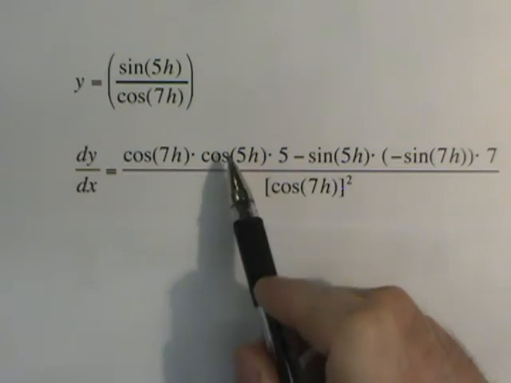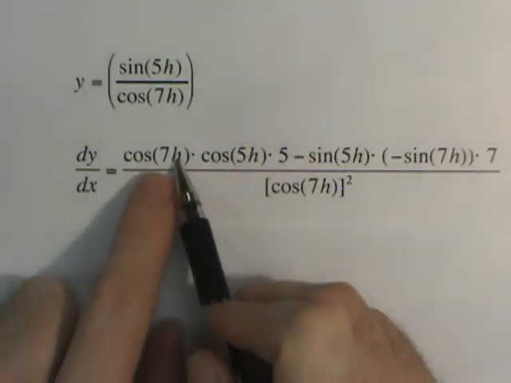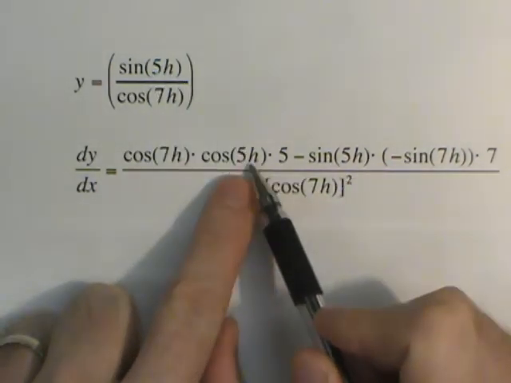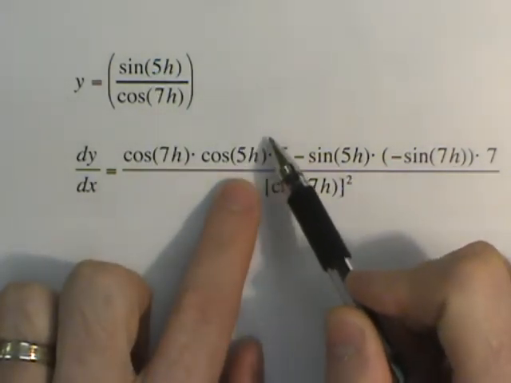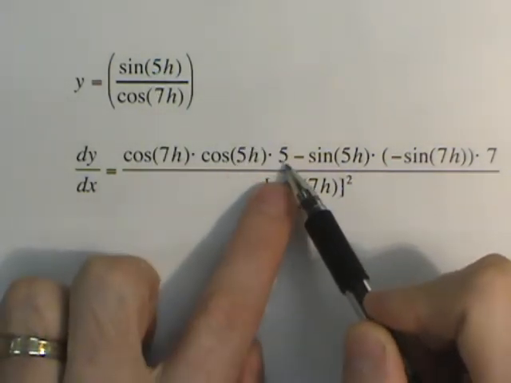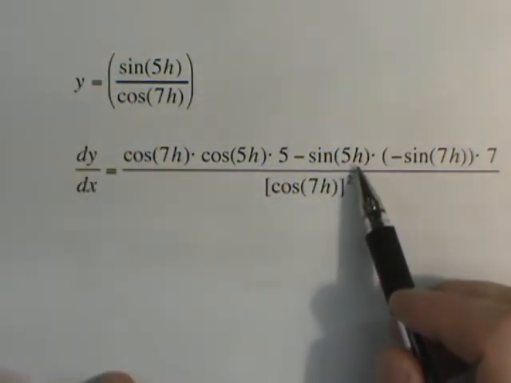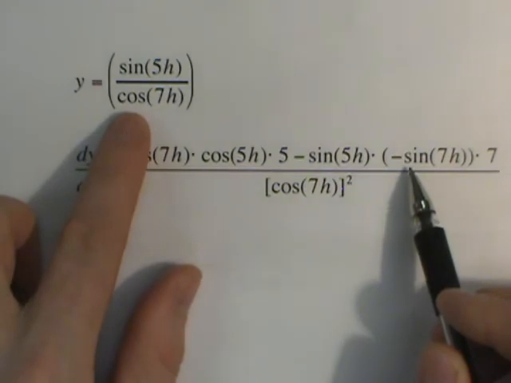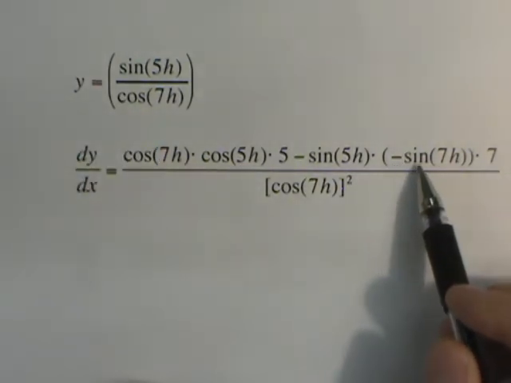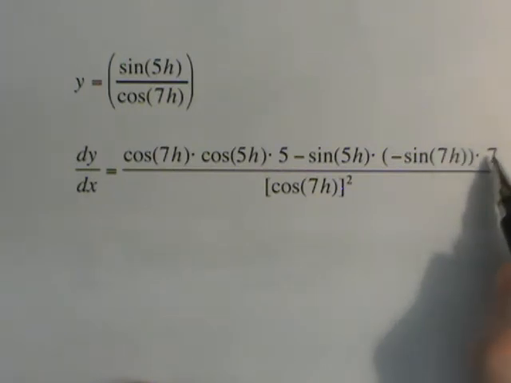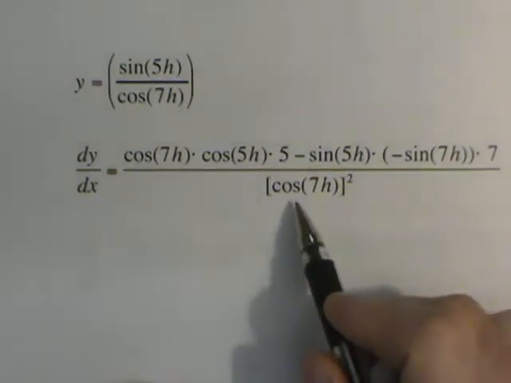Now notice when I did high, low was cosine 7h, d high, derivative of sine is cosine 5h, and then there's the chain. The derivative of what was in the parentheses was 5. Minus high, sine 5h, d low, the derivative of cosine is negative sine 7h. Once again, we have that chain, then the derivative of the angle is 7, over the denominator squared.